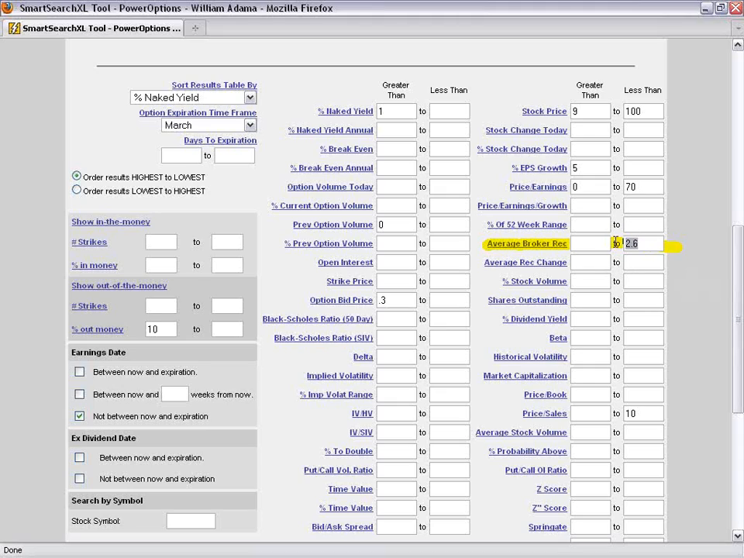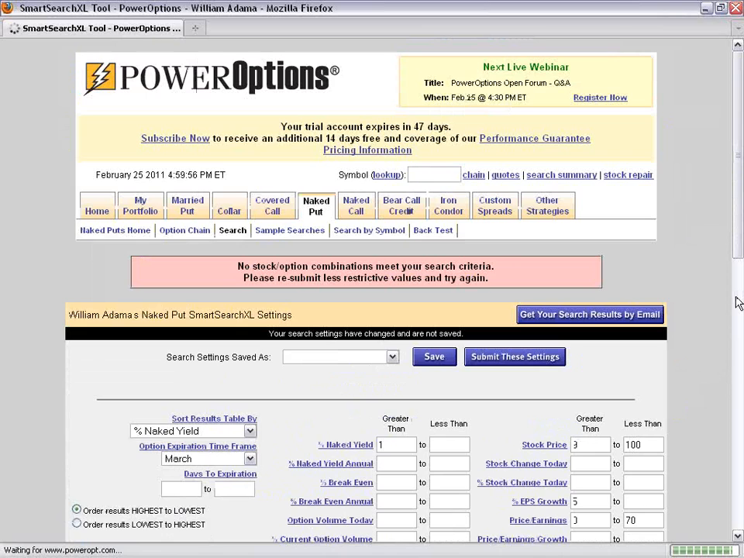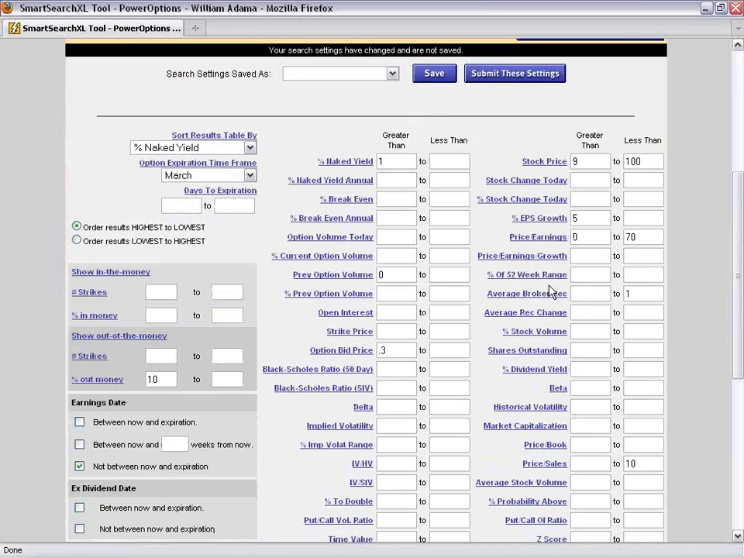Don't ever put in a search of less than 1, because you typically won't find anything. All right, there's no such thing as a 0 rating on the Zacks scale. It's only a 1, 2, 3, 4, or 5. So you never want to put in a broker recommendation of less than 1. You won't get any results. Okay? Or if you screen for something less than 0.5, you wouldn't get any results either. Okay? Let's get back to 2.6 there.